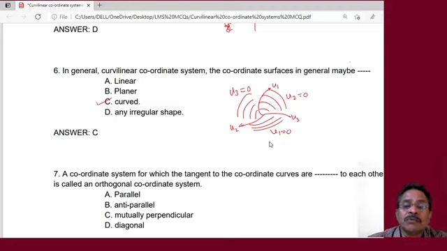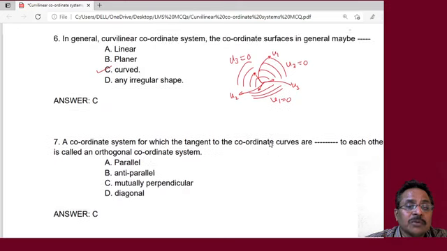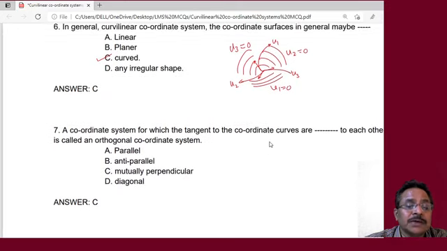Now for this system, whenever I draw a tangent to these axes, these are called unit vectors, and we can discuss them later on. Now this was question 6. So the correct option of question 6 is C, that is curved surfaces.